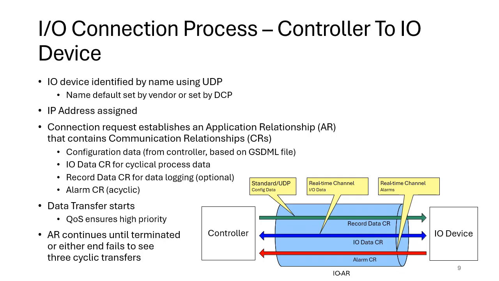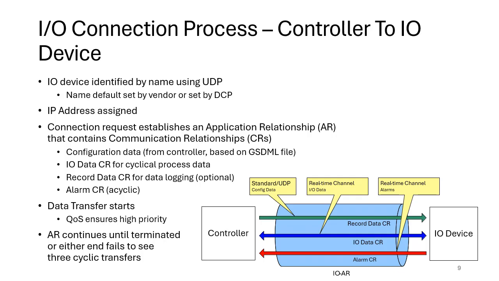And then there's also an alarm communication relationship. It's a real-time channel, but it's sent on an ad hoc basis when required. Hopefully there aren't any alarms, but when there are alarms, they are sent from the I/O device to the controller using that alarm communication relationship. Now all of those together, the record data CR, the I/O data CR, the configuration data, and the alarm CR, make up the overall application relationship between the controller and the device. All of those are required, and that makes up your I/O application relationship.